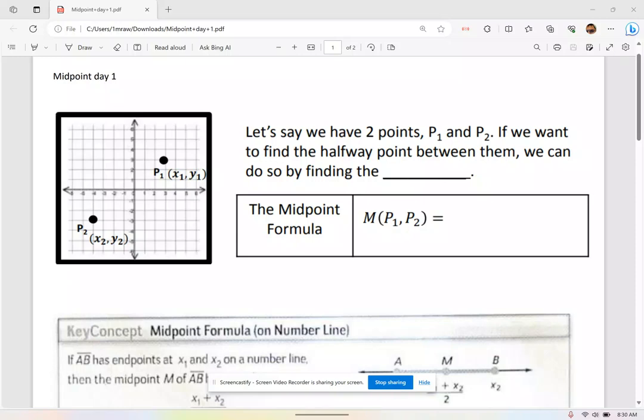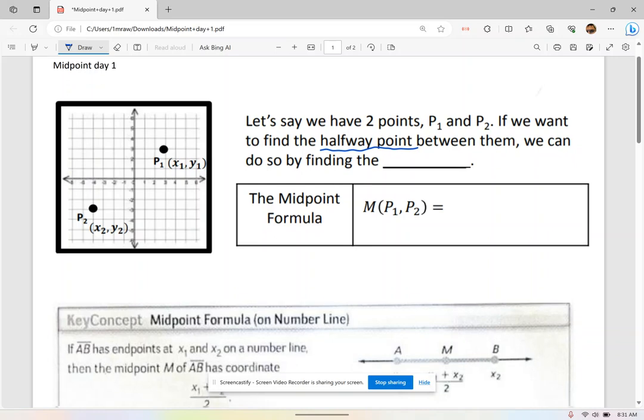Okay, so today we're going to be focusing on the midpoint of a graph when we're given 2 points. When we have points on a graph, we're trying to find the midpoint, right? So say we have these 2 points here, and we want to find the halfway point. You're probably going to hear that word a lot, halfway point. That's what we call midpoint.